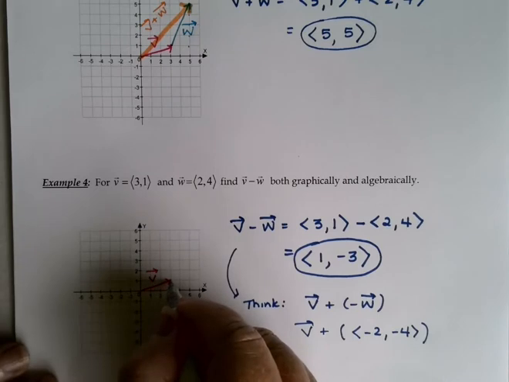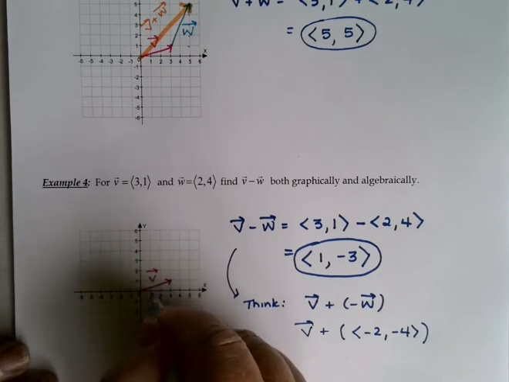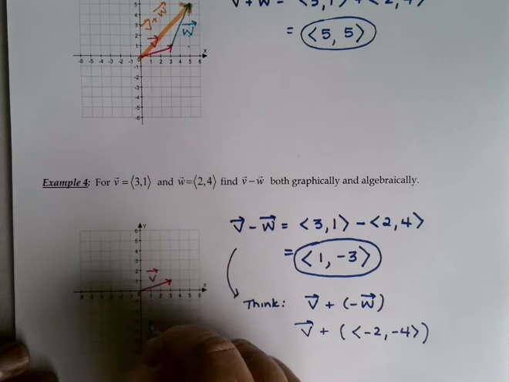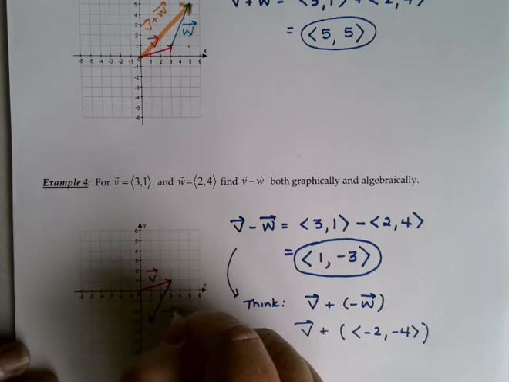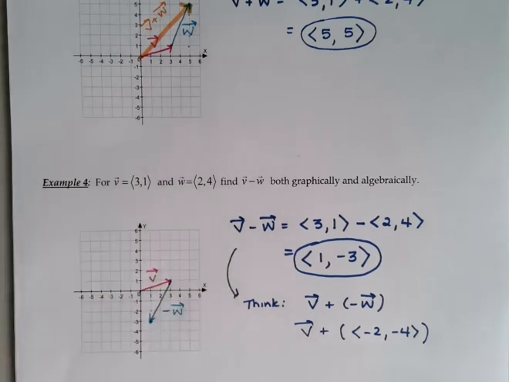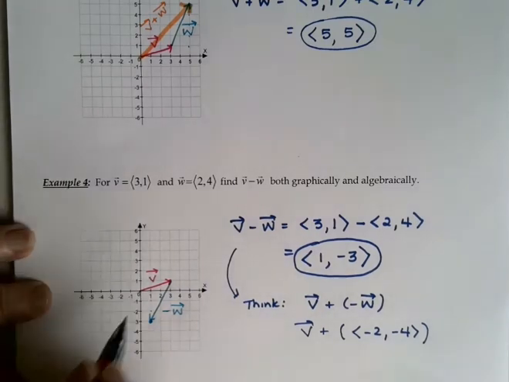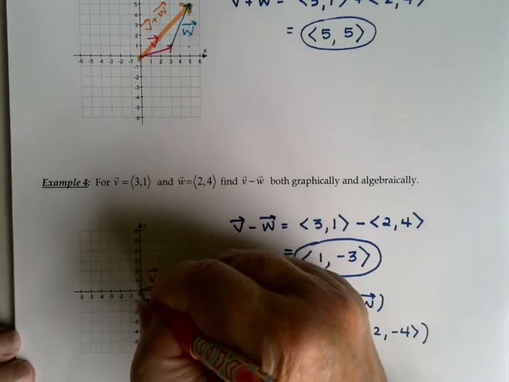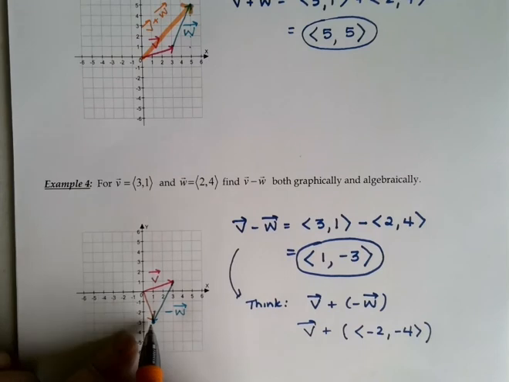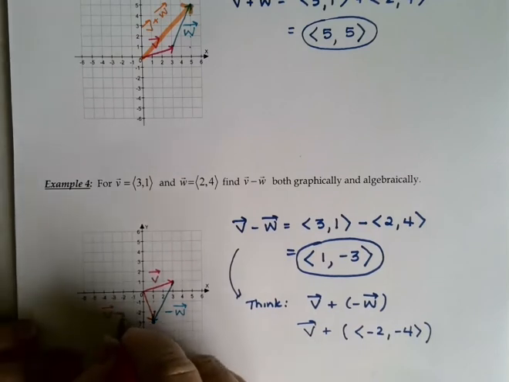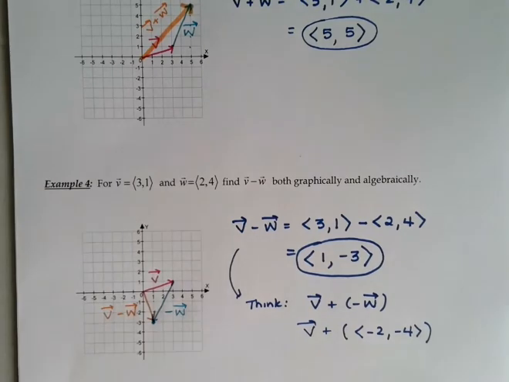So from the end of V where I left off, I'm going to go left 2 and down 1, 2, 3, 4. There's minus W. Again, that's not in standard position, but it's still minus W. And if I now, starting back from the origin, draw the vector that connects me to where I ended up, that is the vector 1, negative 3. So a little bit of geometry in terms of how these vectors look when they're added and subtracted.